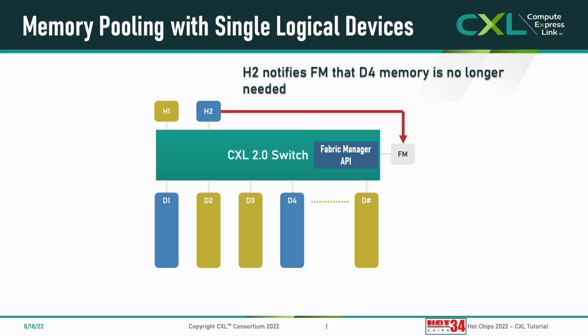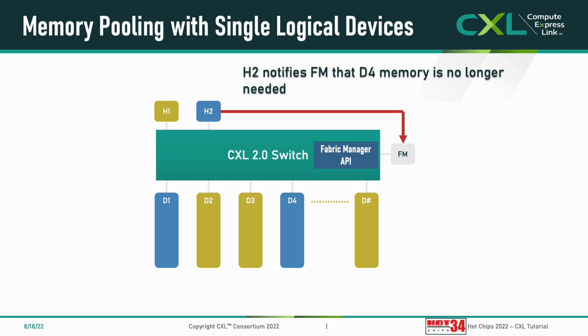So this is similar to the diagram we saw previously. I've just simplified it to have only two hosts in the system. We've got two hosts at the top, and we've got three single logical device memory controllers at the bottom. So these are the non-pool devices, and we've got an external Fabric Manager connected to the switch.